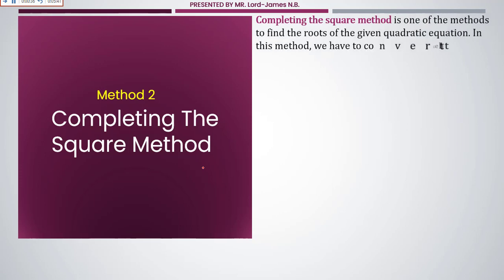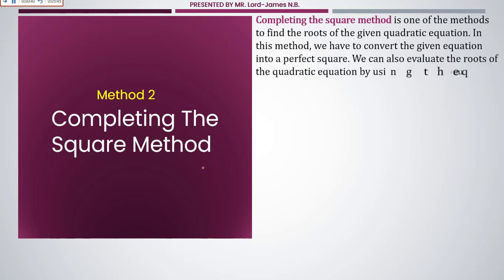So completing the square method is one of the methods to find the roots of a given quadratic equation. In this method, we have to convert the given equation into a perfect square. So we saw in the first video that the perfect square is of the form x plus alpha, all of that squared. Okay, so we can also evaluate the roots of the equation by using the quadratic formula. So the quadratic formula is simply born from the method of completing the squares. So it is obtained from this method.